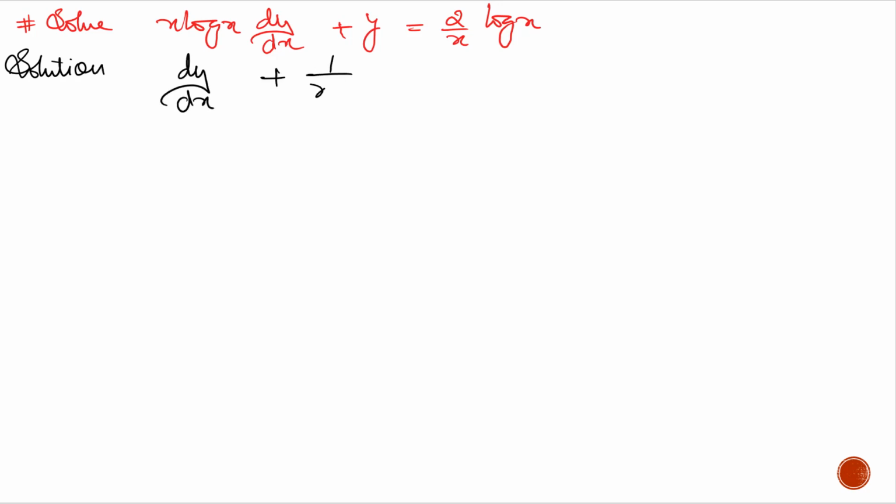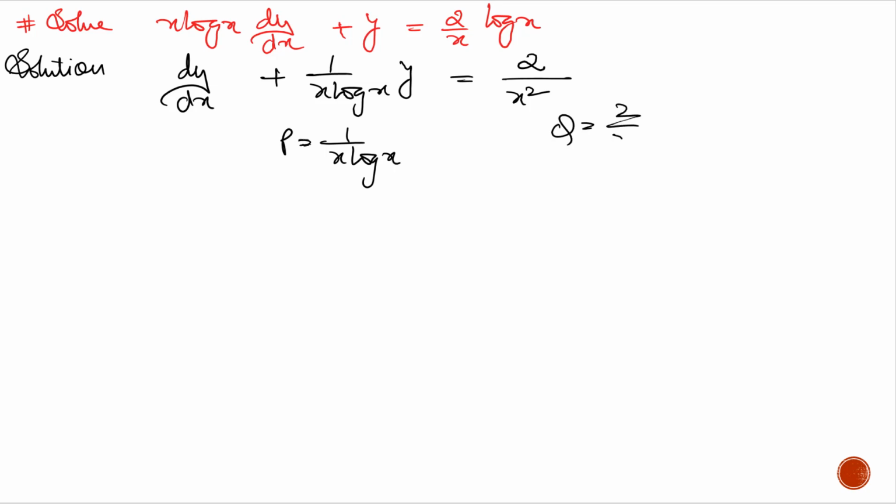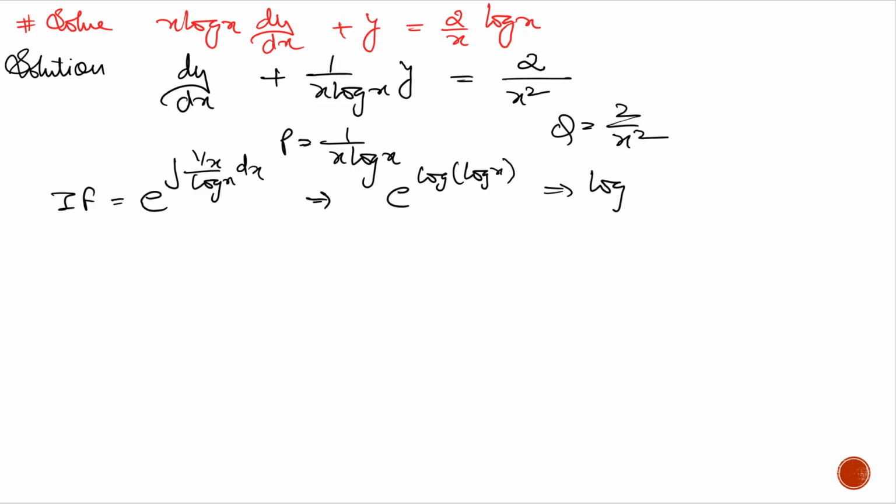Next example, solve the differential equation x log x dy by dx plus y equals 2 by x. First divide by x log x both sides, and we will get dy by dx plus 1 upon x log x y equals 2 by x square. Here P is 1 upon x log x and Q is 2 by x square. First we calculate the integration factor, which is e raised to the power integration of P with respect to x, and we will get e raised to the power log log x. E raised to the power log y is y, so it is log x.